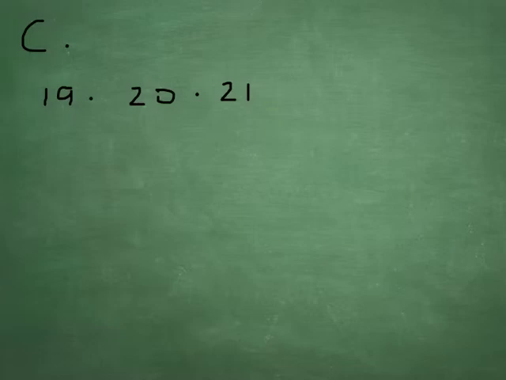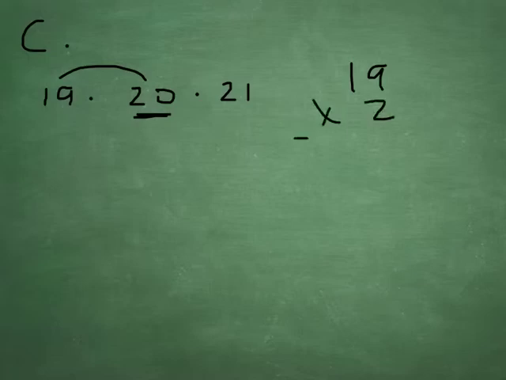Alright, now here we have a multiplication problem that is written a little bit differently. So in this one, I'm going to take my old standby because I've got a number with a 0, and I'm going to say I can either do 19 times 2 or 21 times 2. Let's go ahead and do the 19 times 2. And 19 times 2 is 38.